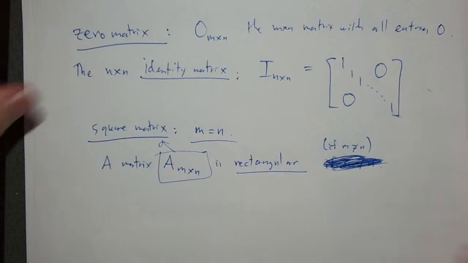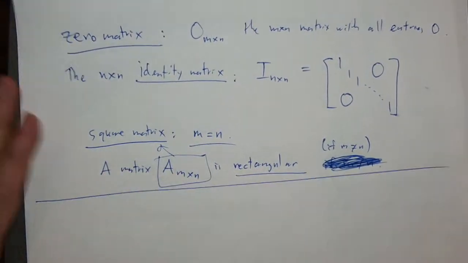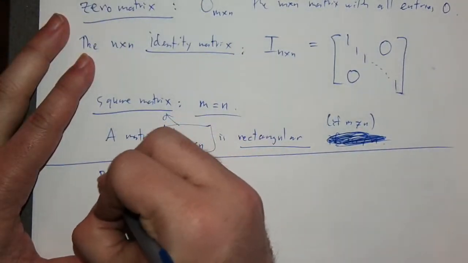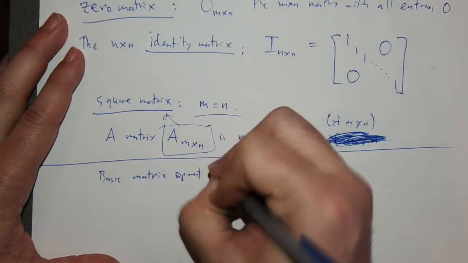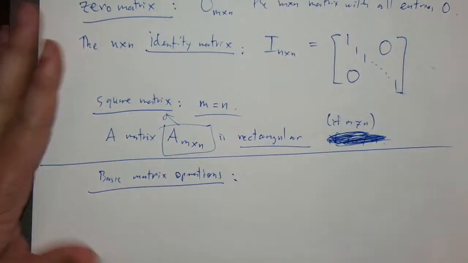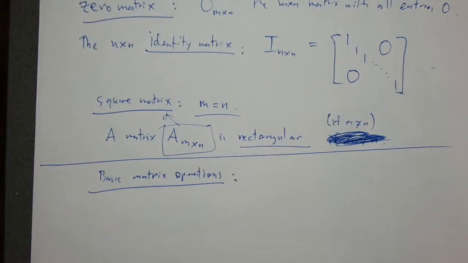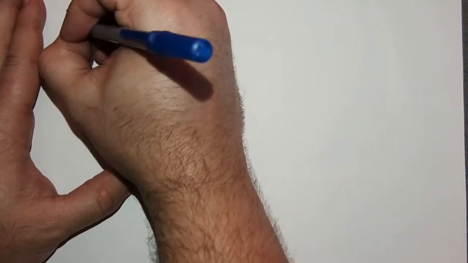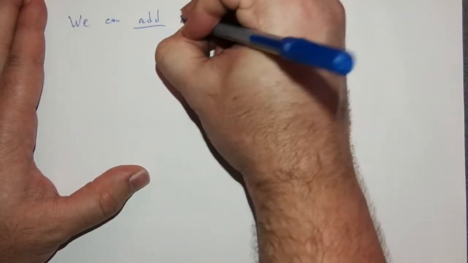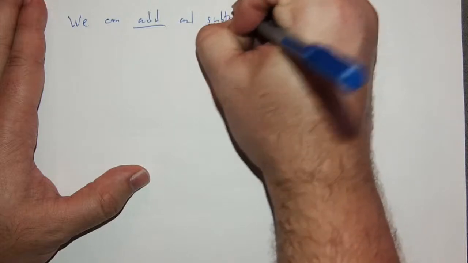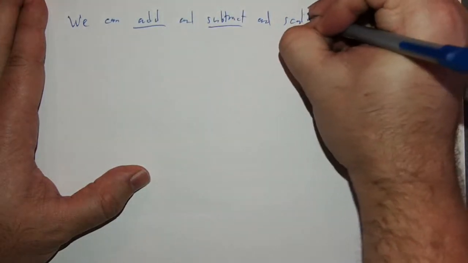Okay. So let's define some basic operations that you can do with matrices. So basic matrix operations. So we can add, right? In fact, rather than define these things entry-wise, let's just do an example. So we can add and subtract and scalar multiply matrices easily.